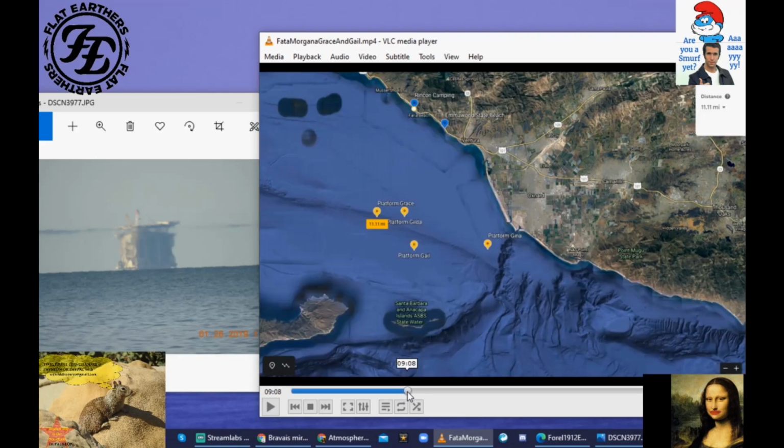Alright, here we go. So I believe that this platform here is platform Gale, and the platform that's going to come up in this video right here is going to be platform Grace, okay? But they're going to have the same wispy wisp, okay?